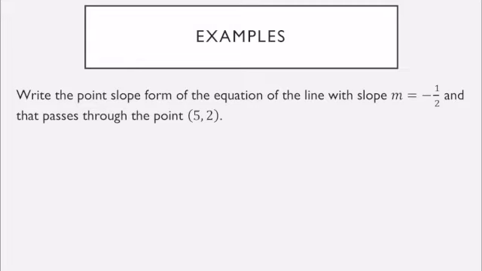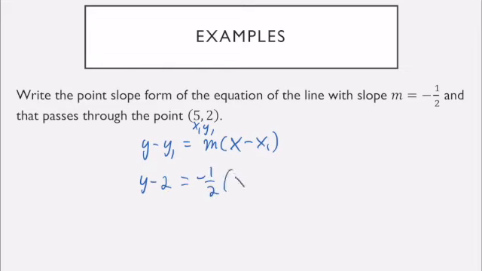Now, let's try this again, but this time I have a slope that's a fraction. Nobody likes working with fractions, but we could use the practice, right? It's never a bad thing. So I'm going to take y minus y1 equals m times x minus x1. I'm going to go ahead and substitute: y minus 2 equals -1/2 times x minus 5.